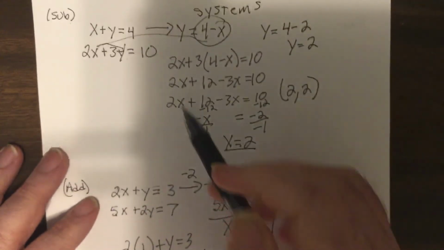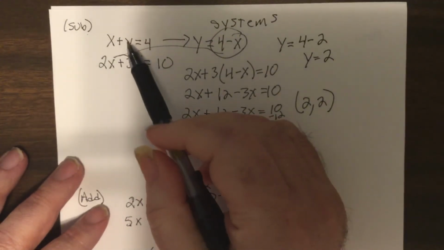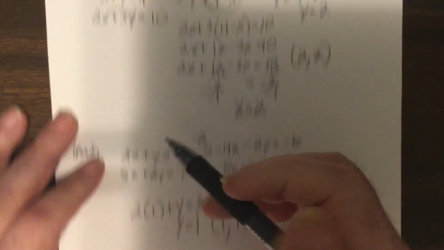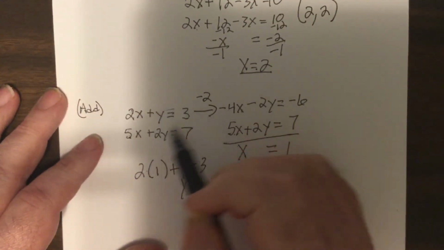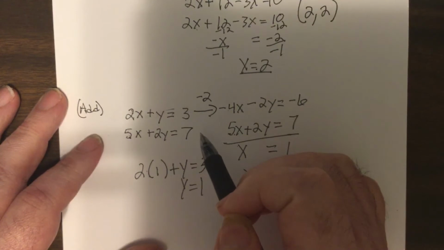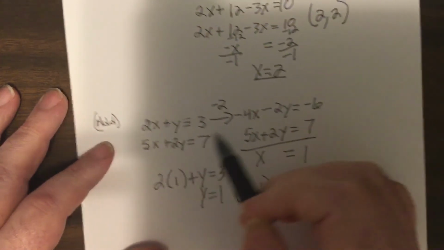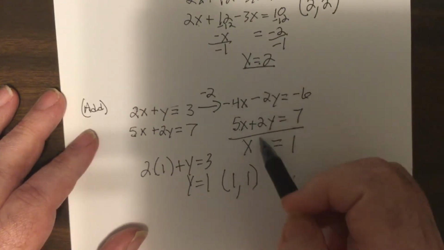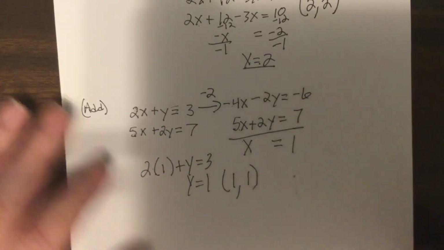So substitution method, you solve for one of the variables and then put it into the other equation for that variable. Addition, you multiply by a number or numbers to get opposite coefficients. So when you add, that term drops out. So you only have x's left in this case.